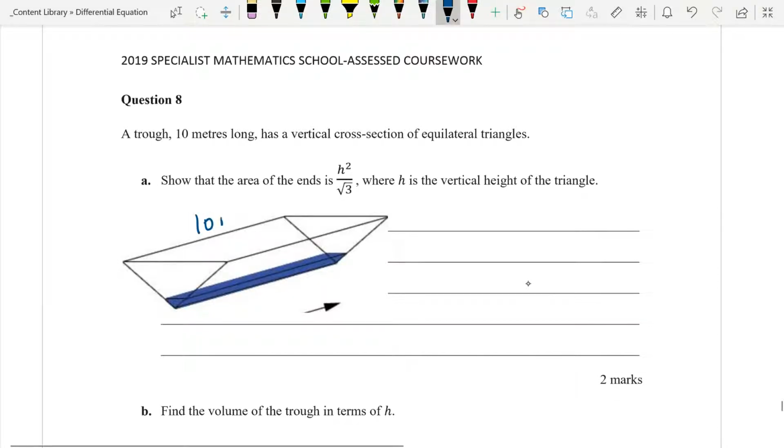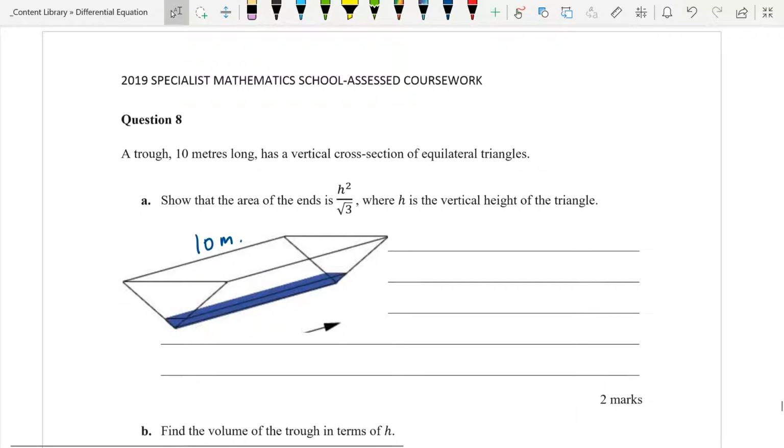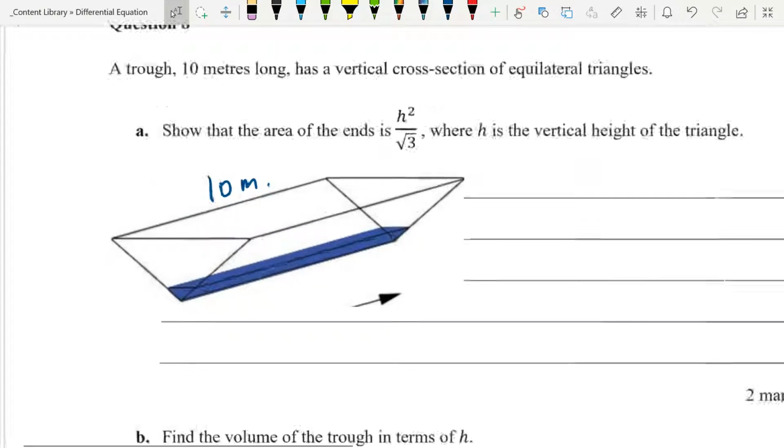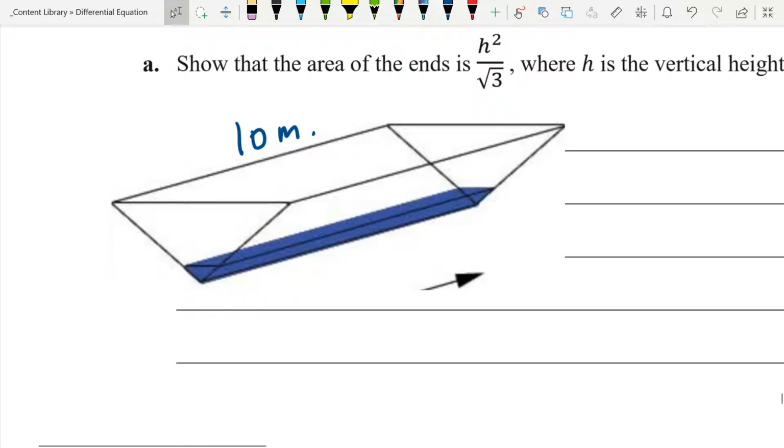Have that as 10 meters long, and with a vertical cross section that is an equilateral triangle. So I draw the shape like an upside down triangle, and when you have water put in or out, the cross section of the water, like this, I might change the color, is always an equilateral triangle.